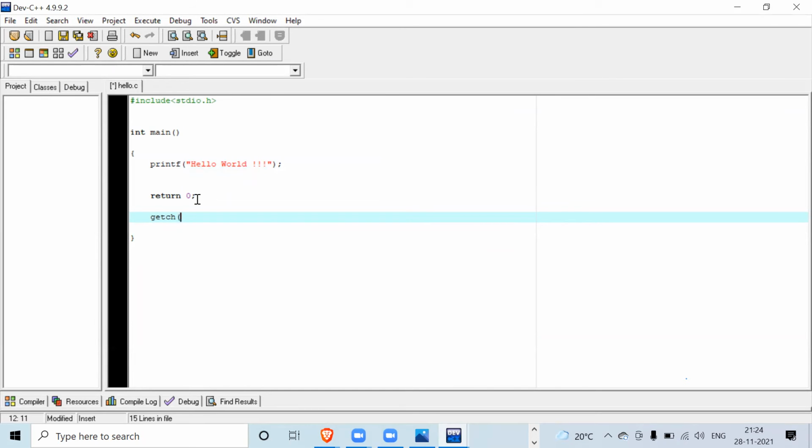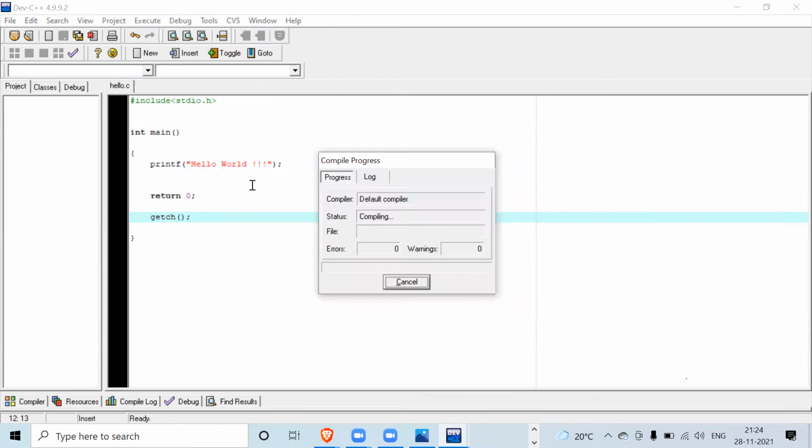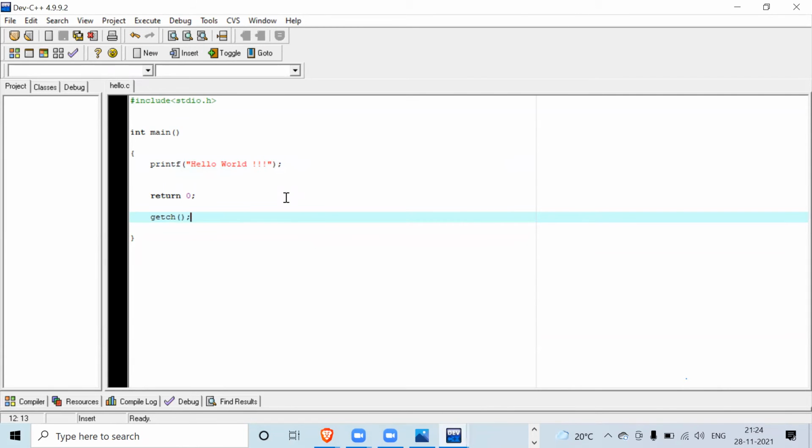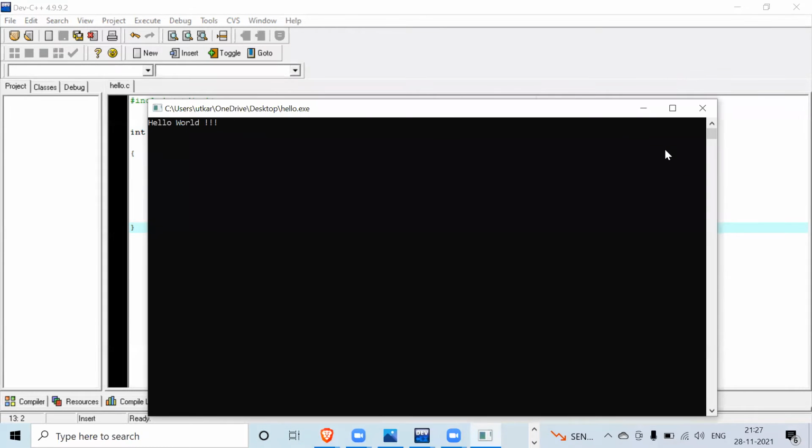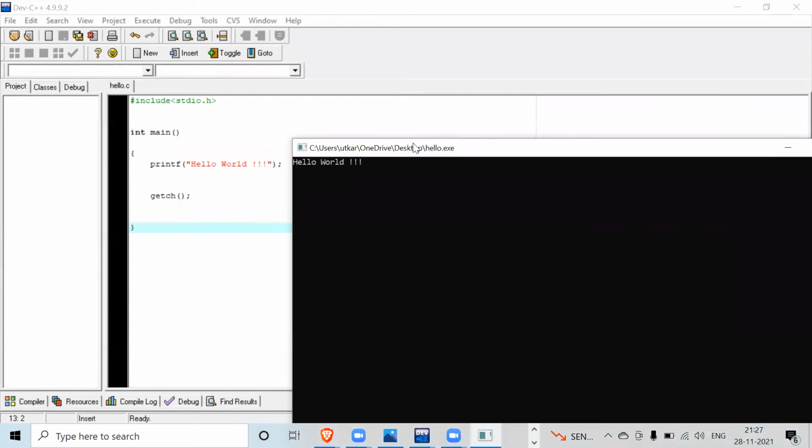getch holds our output. That's what it does. It holds the output screen. It retains the output. Now see, this time it will not go away. Yes. Okay. So this is how your output is going to come. Now see, we gave one input, that is, we told the program to print this one line here.